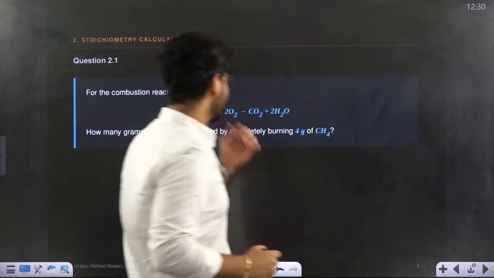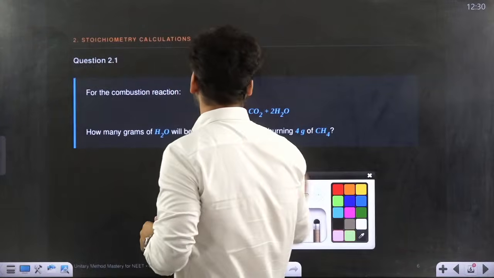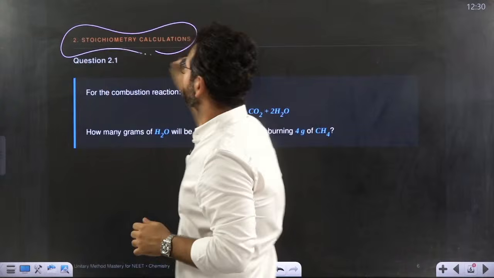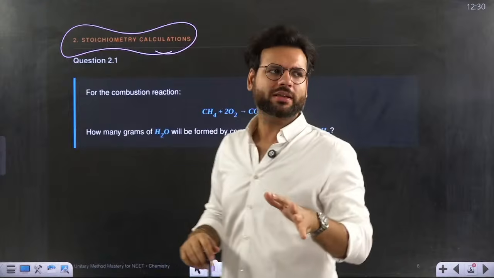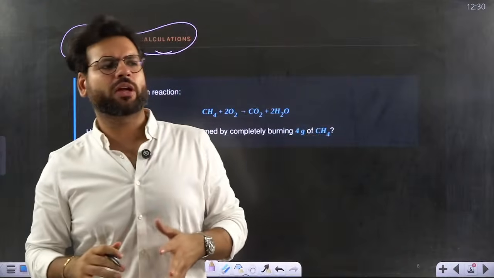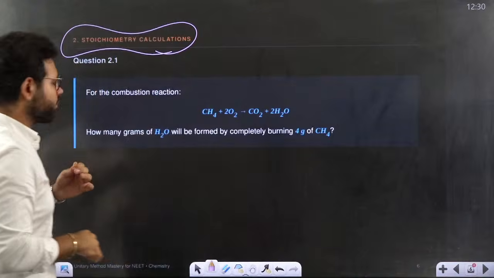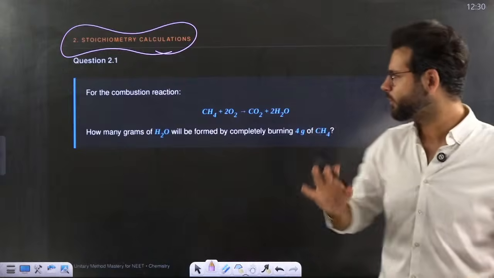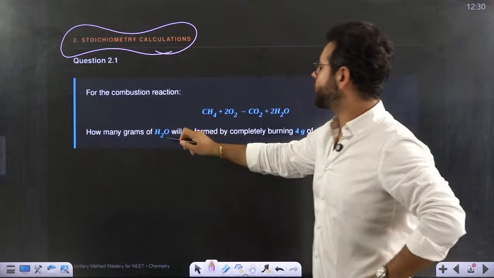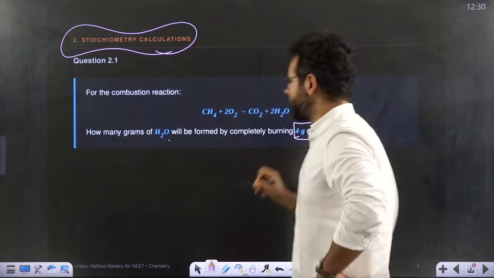Right. Next one. Now let's go to the next topic and use our unitary method for stoichiometric calculations. Many students are scared of doing questions of mole concept, stoichiometric calculation, limiting reagent and all these questions. I have taken a very simple question for you. How many grams of water will be formed by completely burning 4 grams of methane?